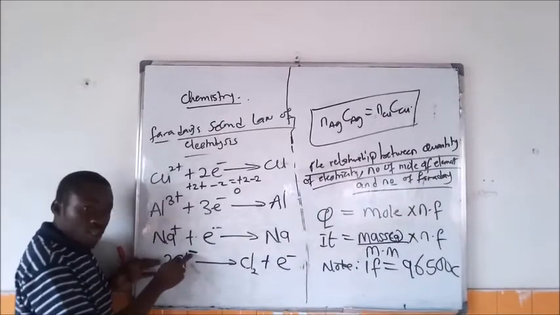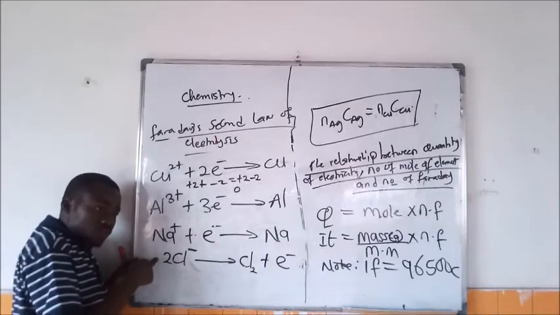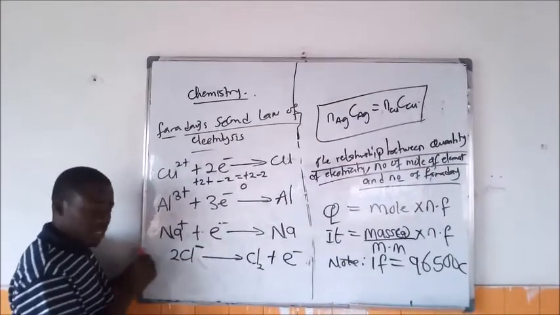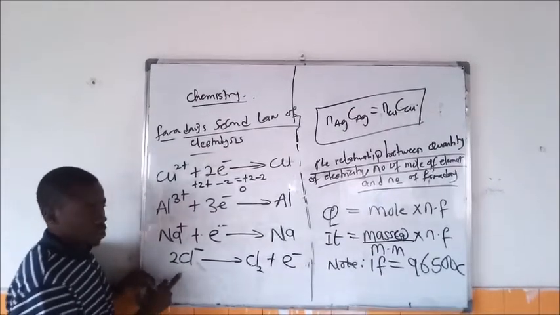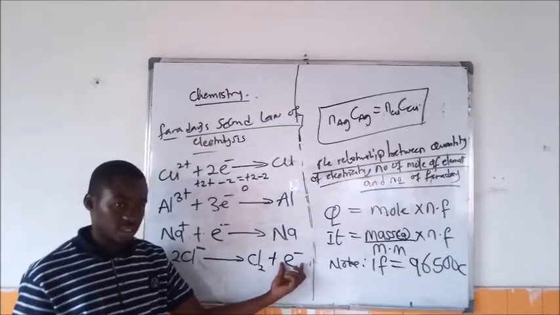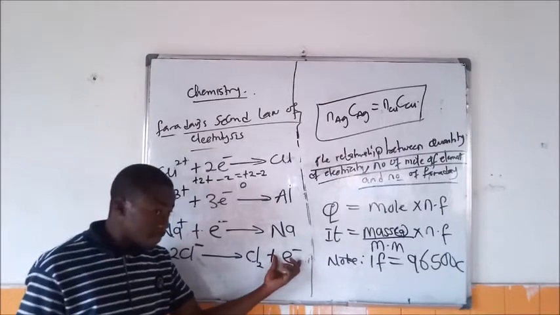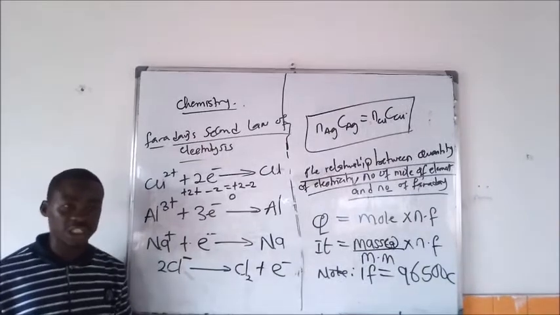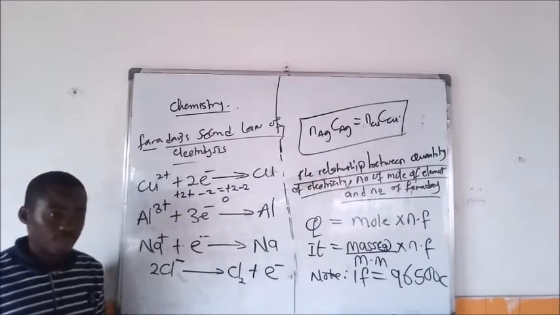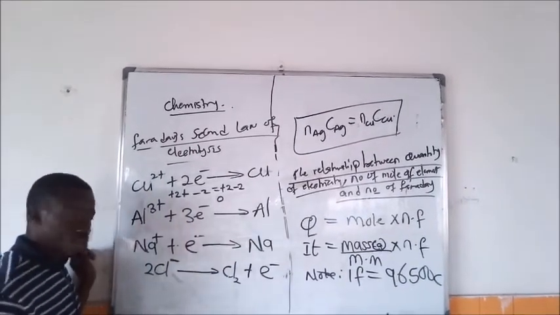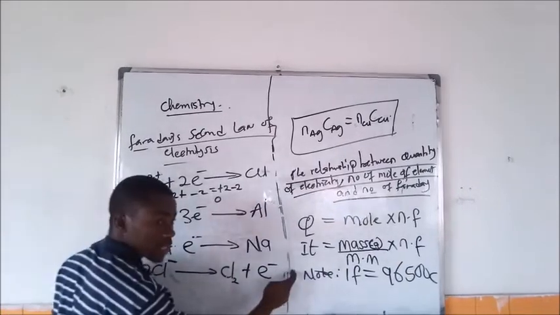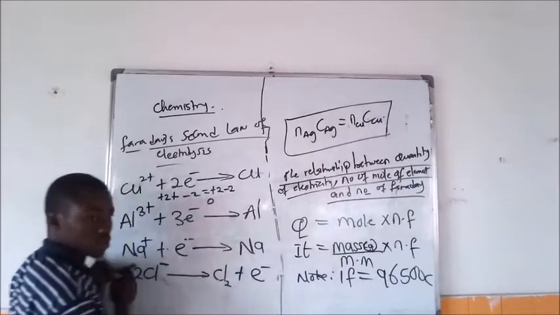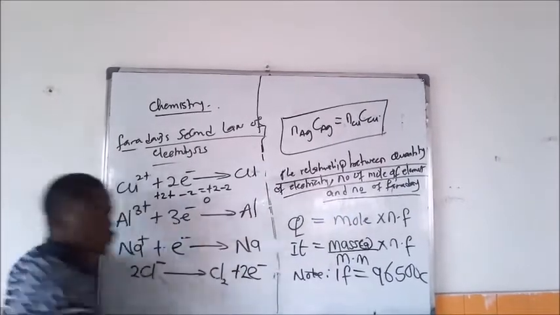Anytime you are dealing with electrons, you consider the coefficients too. So that means the charge here is minus 2. And what is the charge on the electron here? It is minus 1. So what will you do to balance it up? You adjust the electron. So here now you have 2 electrons.